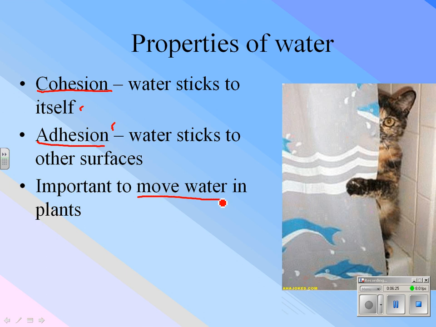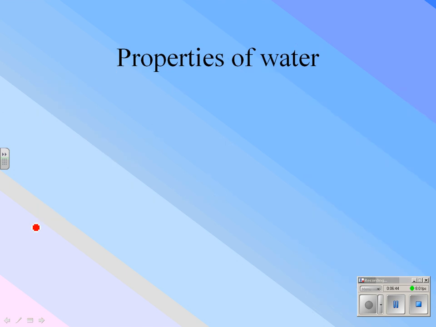Okay? So the fact that water sticks to other surfaces and water sticks to itself is really important to help move water in plants. And we're going to look at that later on this year. Because of the importance of plants to life on Earth, we'll also talk about how water moves in plants, and cohesion and adhesion.